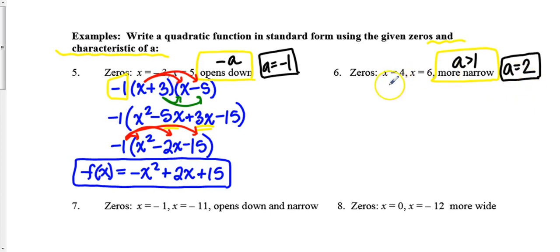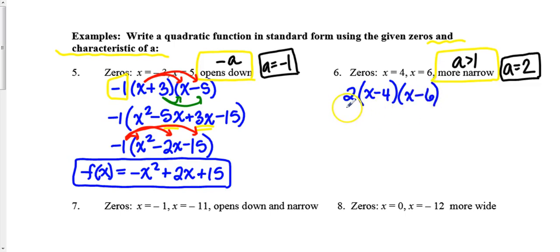So once again, that new a value will go out front, so it's going to be 2 times. How do I write the factors given these zeros? Give it a try, and then we'll see if we match. It's going to be x minus 4, x minus 6.